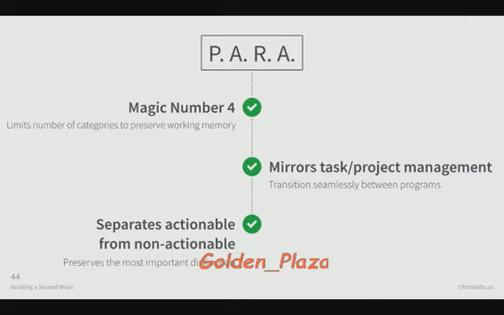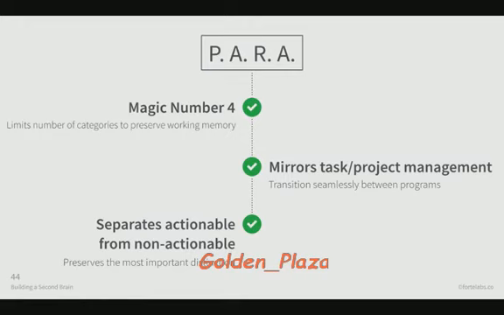The second principle is that PARA perfectly mirrors your task and project management. Sometimes I've seen knowledge management methods that try to have a completely different system than the one that you use day to day. This tends to break down over time because guess which one is going to get the priority? PARA provides a way of organizing files that is completely in sync with your task and project management day to day. And third, PARA preserves the most important distinction in productivity, which is between actionable and non-actionable information.